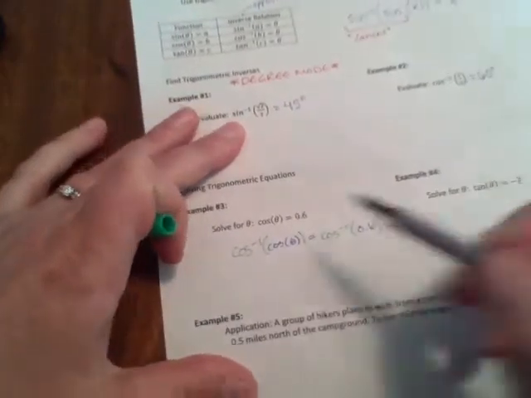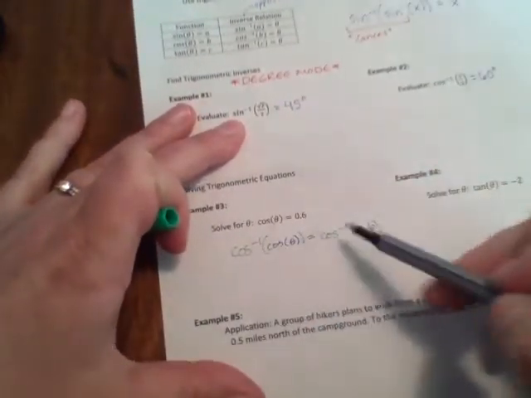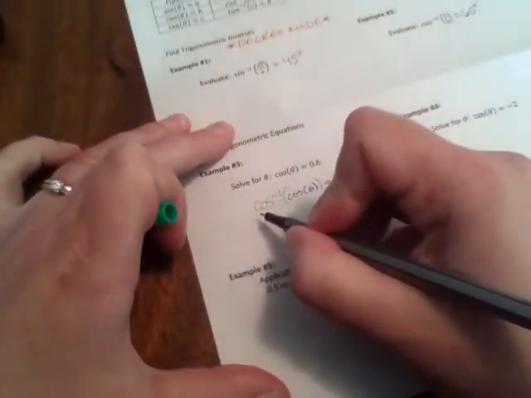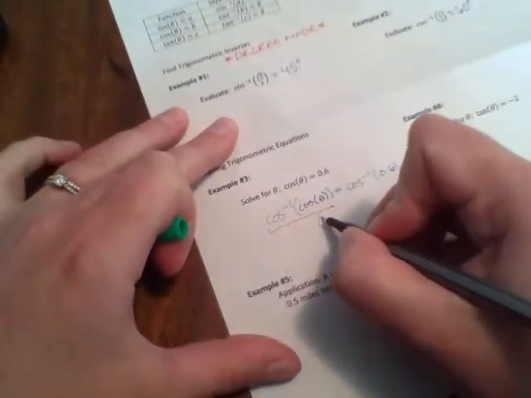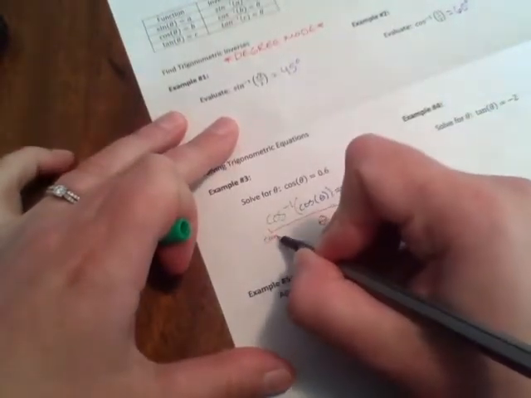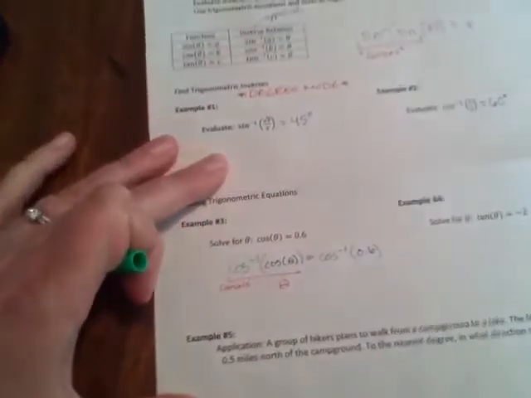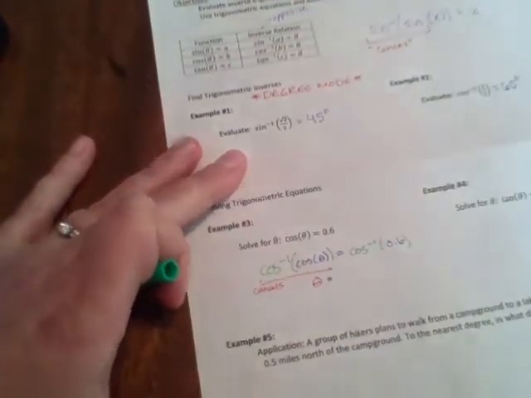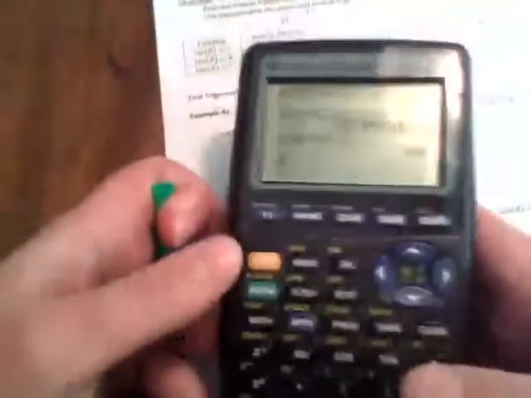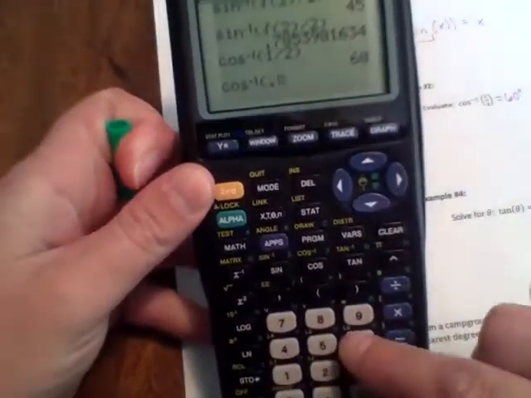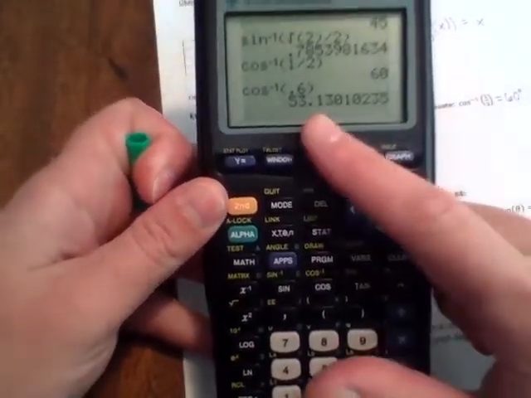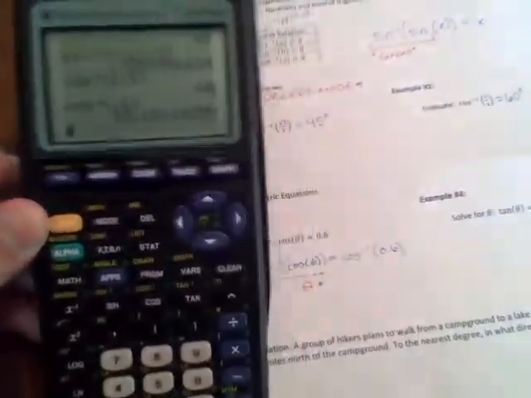of 0.6. Again, in blue here, I have the original problem, but in green, I have the operation that I am doing. Remember that cosine inverse of cosine, just like sine inverse of sine, cancels, and you're left with just theta. Then you're going to have that equal the operation of cosine inverse of 0.6. If I do cosine inverse, second cosine, of 0.6, we end up with 53.13 degrees.